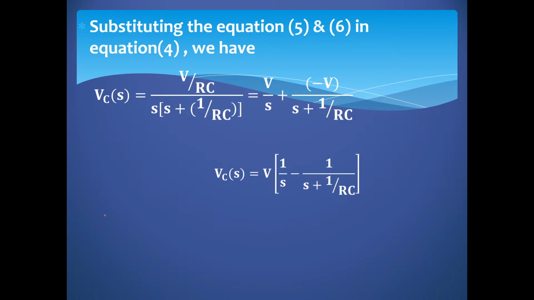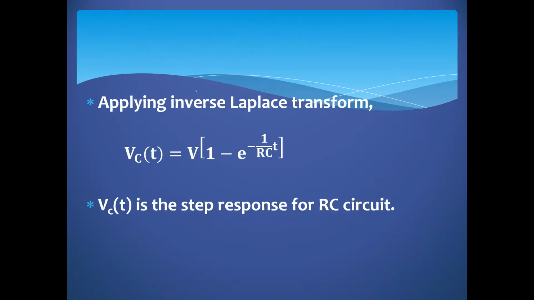Yeah, of t. I forgot t. Okay, 1 by RC of t. So let us go to the inverse Laplace transformation. By inverse Laplace transform, Vc of t is equal to V into 1 minus e power minus 1 by RC of t. So this is the step response of RC circuit. Okay, that's it. We will discuss a small numerical problem and we will conclude this topic.